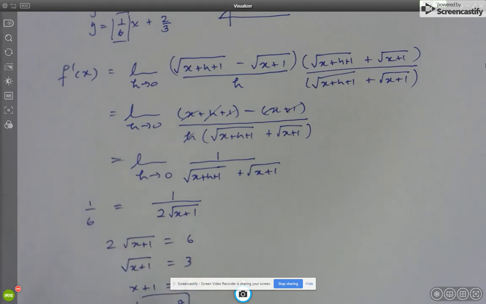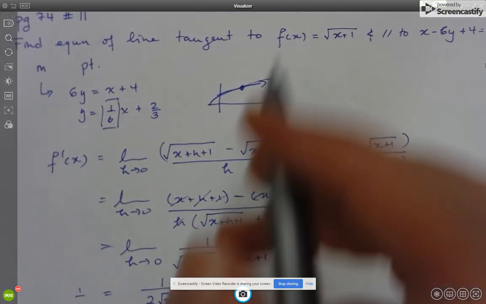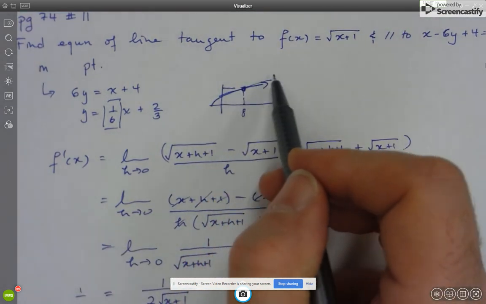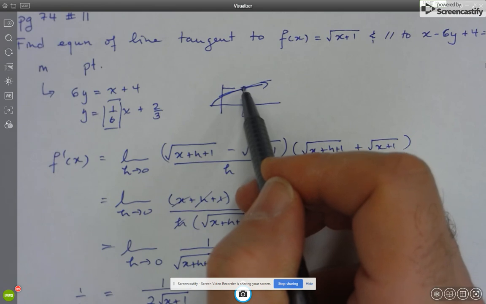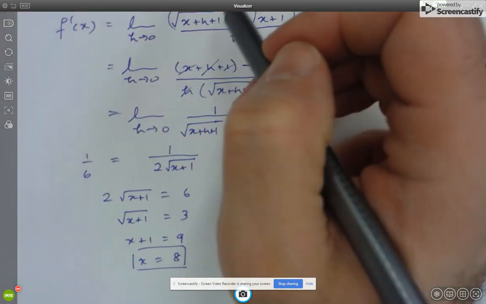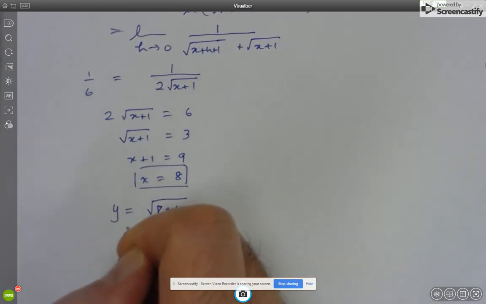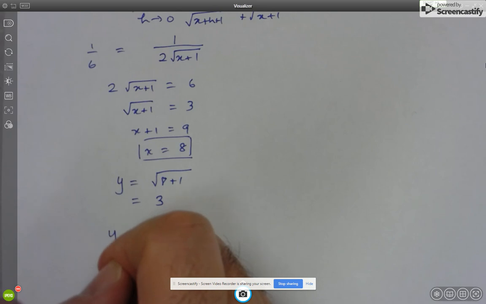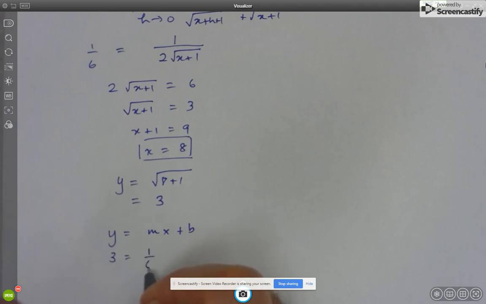But I need an actual point in order to find the equation of this line. So I just need to essentially input 8 into my function so I find the point at which this tangent lives, because we know the tangent line and the curve are going to share that point. All right, so we can find the y value here by just inputting 8 into my function, and that's a nice one. That's 3. So now finally I can find the equation of my line. So y equals mx plus b. I know that the y value is 3. I know that the slope is 1 over 6. The x value is 8. And now I can just solve for b.